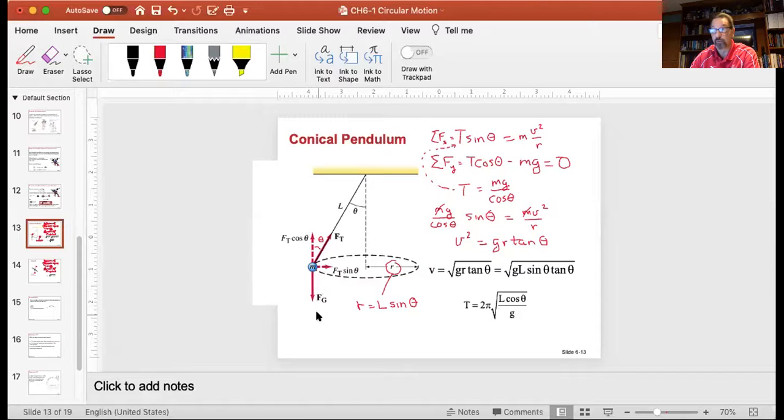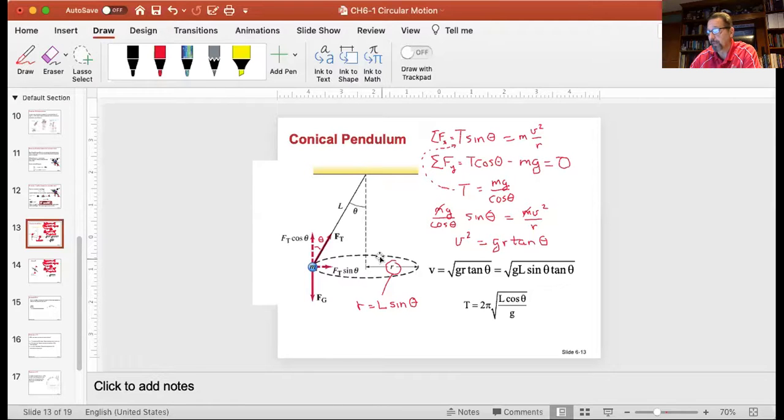And so you can see there's the tension in the string pulling up and to the right, and there's the force of gravity, weight. I stole this diagram from another textbook where instead of using T and W, they use F sub T and F sub G, and you'll see that in various sources. Anyway, those are the 2 forces.